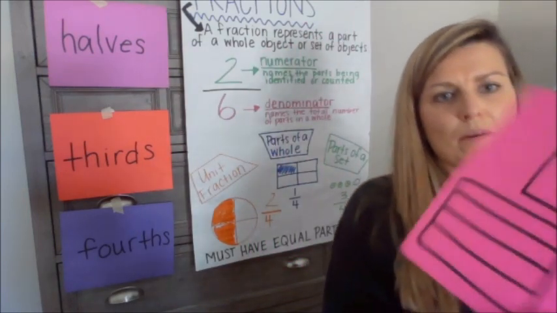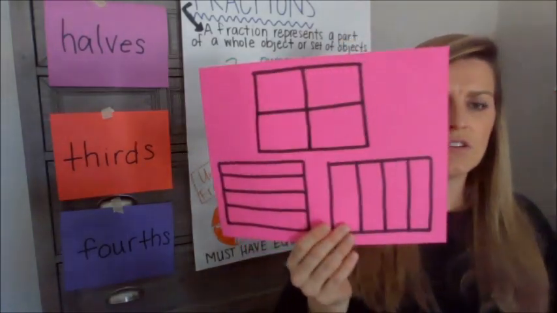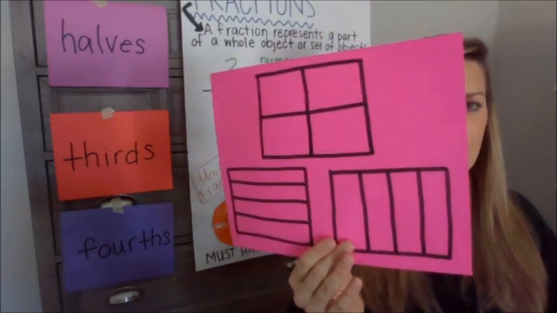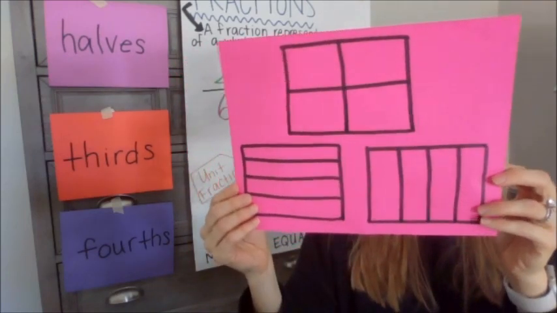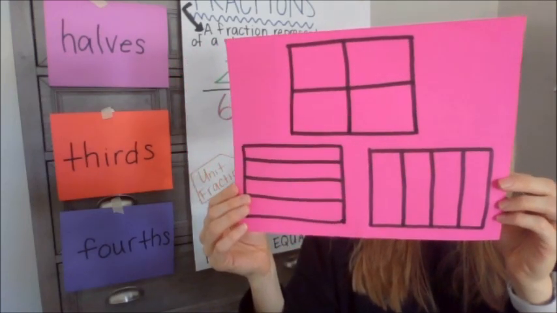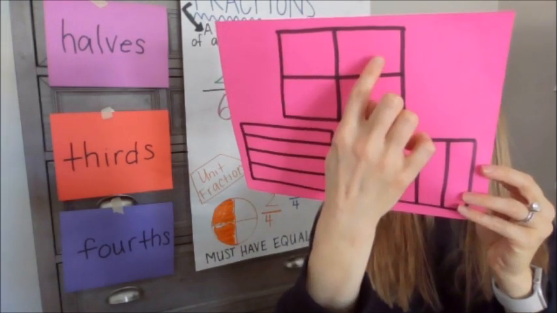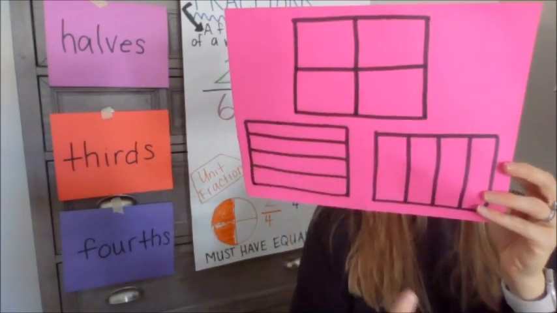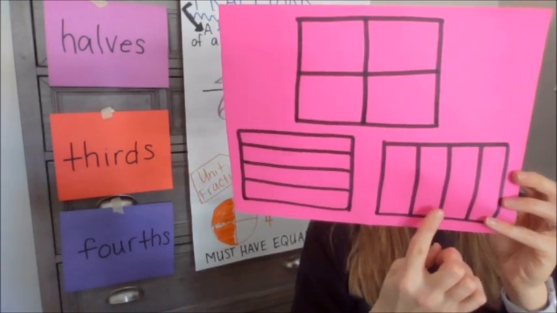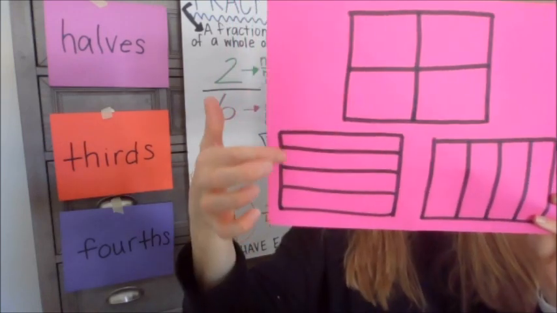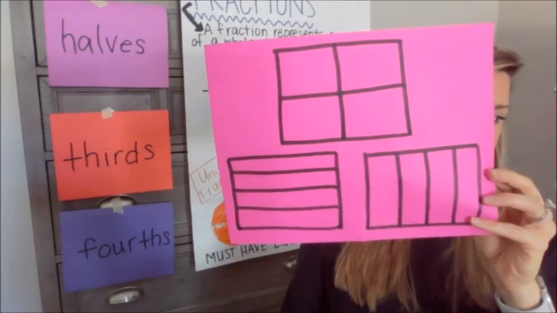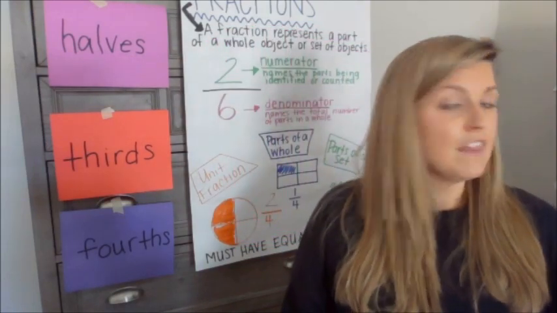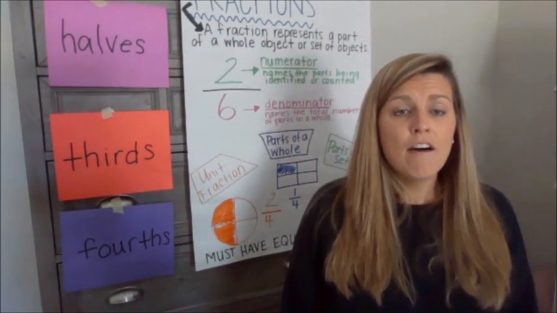All right, great job, guys. If you drew your rectangles like my rectangles, you are correct. Each rectangle is split equally into fourths. So you have 1, 2, 3, 4 here, 1, 2, 3, 4 equal parts here, and 1, 2, 3, 4 equal parts here. Great job, guys. And that wraps up today's lesson on fractions.